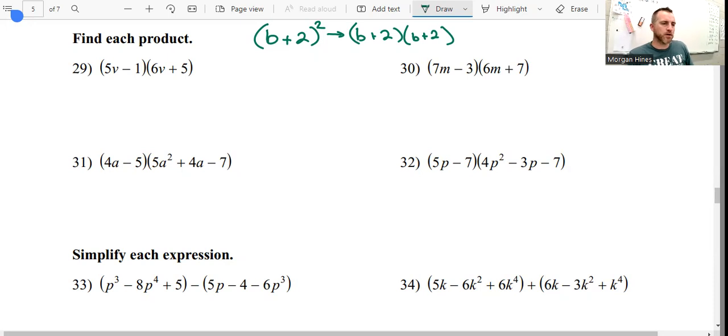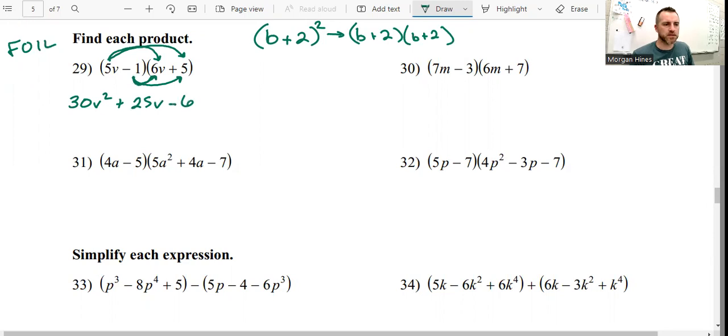So you can distribute, or you can think of FOIL, where we do the first from this parentheses times the first of this one, the outsides of both parentheses, the insides, and the last. So you should end up with 4 terms. 2 terms times 2 terms is 4 terms. So 5v times 6v makes 30v squared. 5v times 5, 25v. Negative 1 times 6 is negative 6v, and negative 1 times 5 is minus 5.